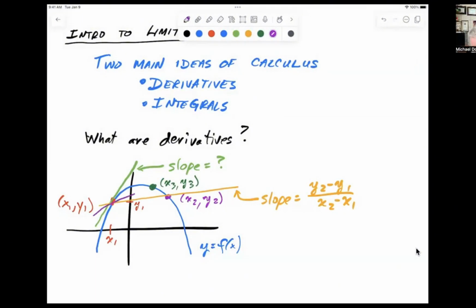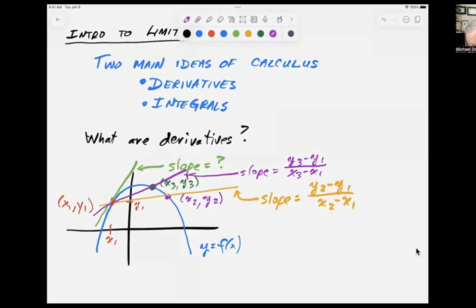So we're going to connect the red and the dark green one, and I can figure out the slope of that line. And the slope of that line is going to be the difference of the y's over the difference of the x's. And what do I notice about the slope of the purple line compared to the slope of the gold line and the slope of the green line? Well, the slope of the purple line is closer to the slope of the green line than was the slope of the yellow line to the green line. So by making my point x3 closer to my initial point, my red point, I'm getting a better slope. And the idea is now I'm going to keep taking more and more points.